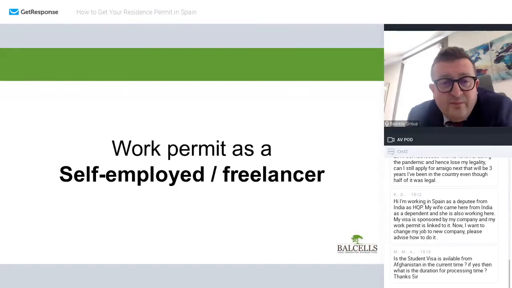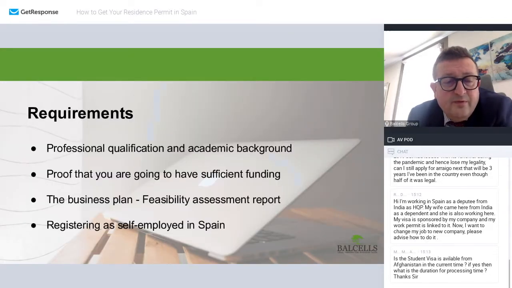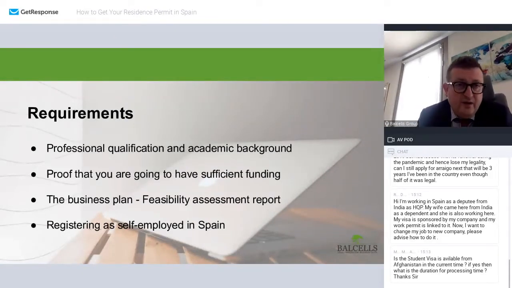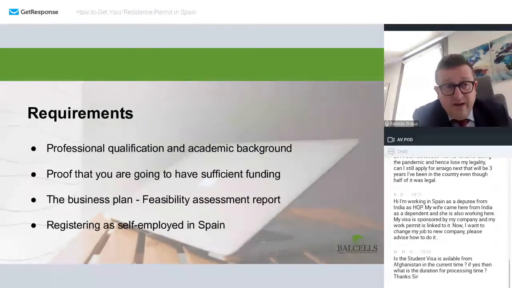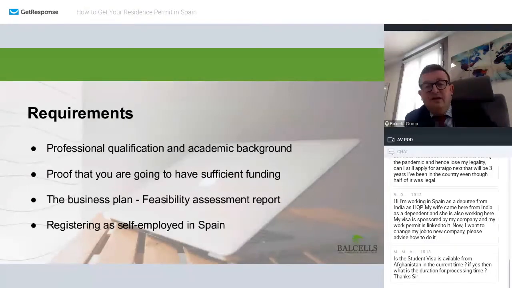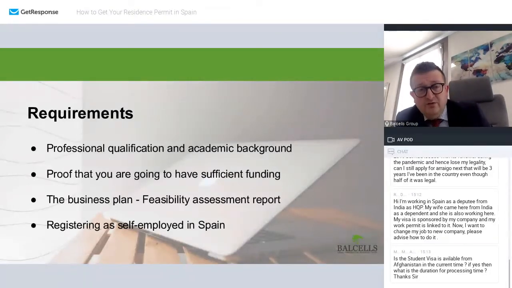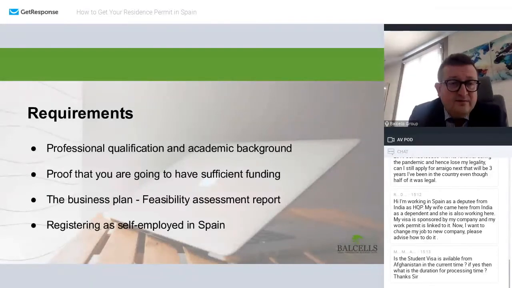Work permit as a self-employed freelancer. This type of permit you can apply for through the consulate, for example, if you want to open a restaurant in Spain or you want to do a normal business. So the entrepreneur visa, you can do it in Spain, but it has to be an innovative project. Self-employment must be done through the consulate, and it can be a normal business, but it has to be clear that it will be a legitimate business.